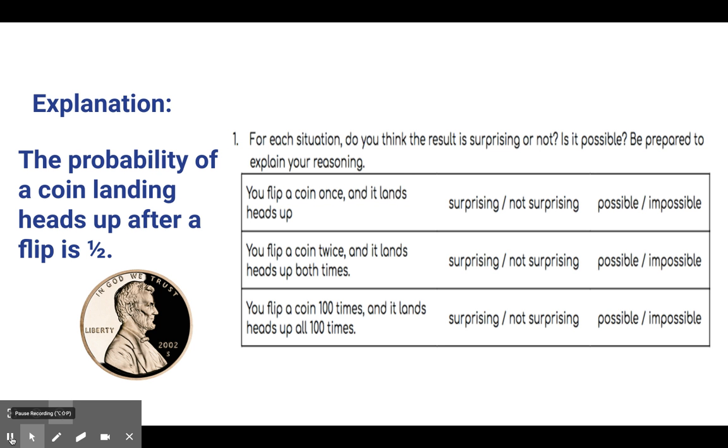So for letter choice A, the first scenario, it was not surprising and possible. The second choice for letter choice B was also not surprising but possible. And then C, it was surprising but still possible.